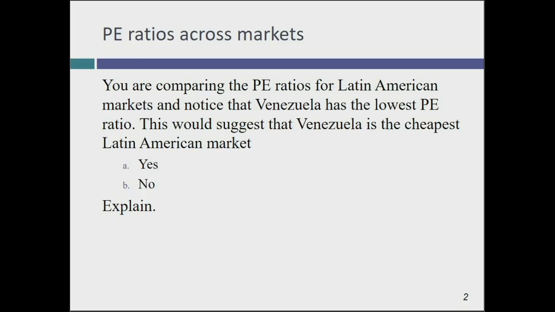So let's say I compute the PE ratios for Latin American countries. I do it for Brazil, Peru, Venezuela, Chile. And then I tell you, you know what, Venezuela looks really cheap right now. It's trading at a low multiple of earnings. What am I missing there? Come on, this is an easy one. It looks cheap, but why does it look cheap?